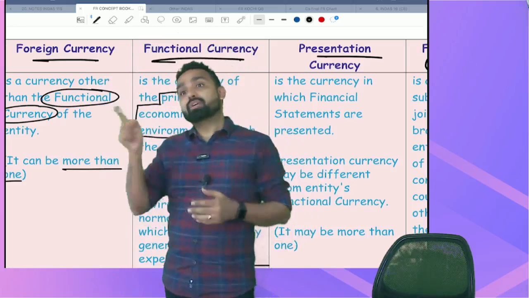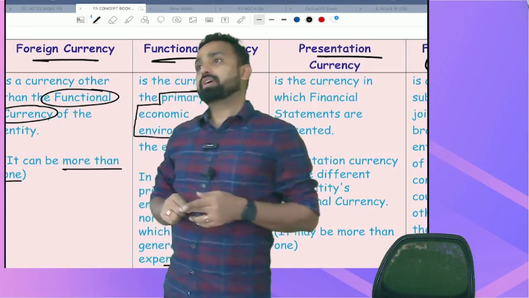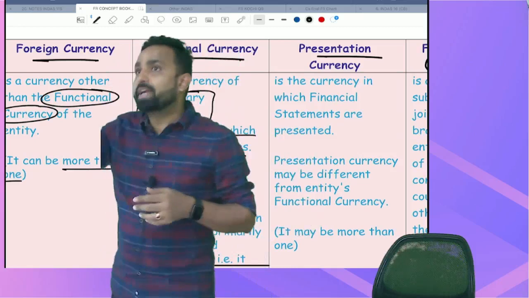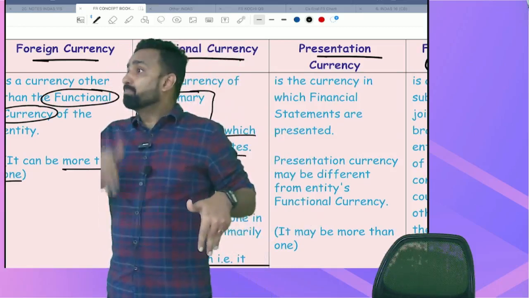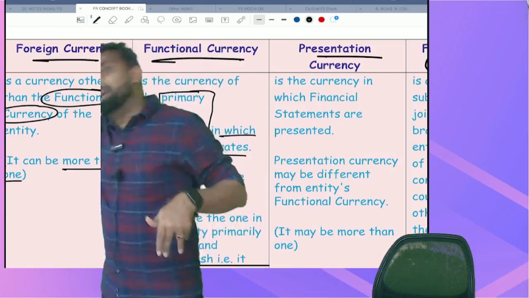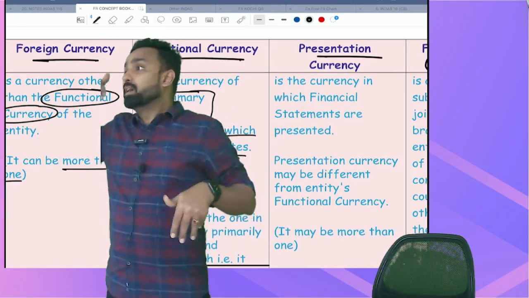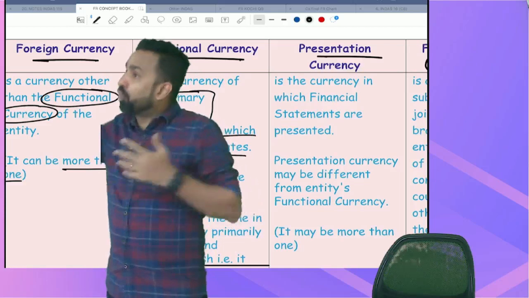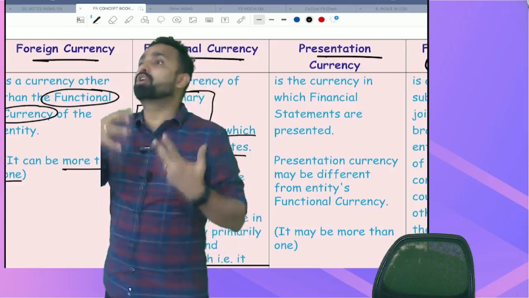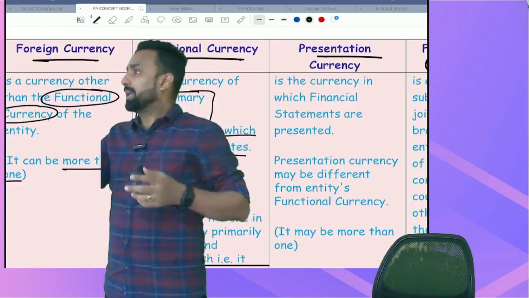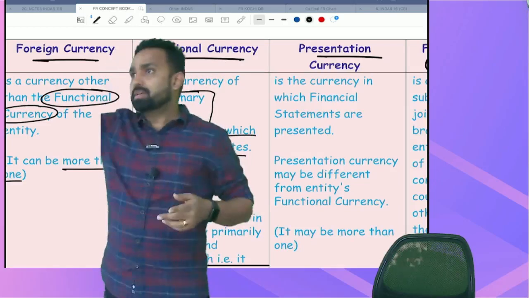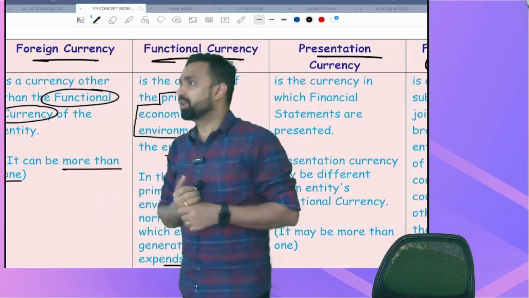So you have to check the company's economic environment. In which economic environment is the company operating? The company is operating in India, but it is dependent on the US economy. The company's business is running from the US economy. The primary economic environment is not the Indian economy. The primary economic environment for the company is the US. Have you guys understood or not?